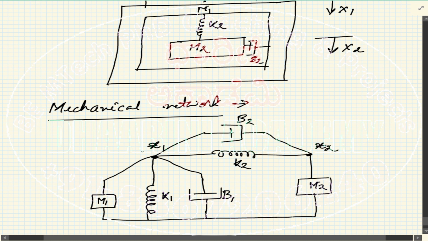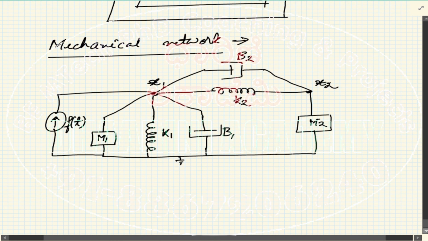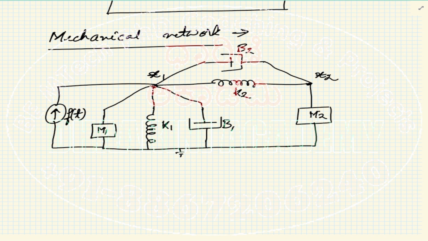Now we have a force. The force is also connected to x1, connected in this way. This is f of t. Okay, I think this is the required network. So this is the reference, which we'll call the ground as per the electric terminologies. What will be the next step?